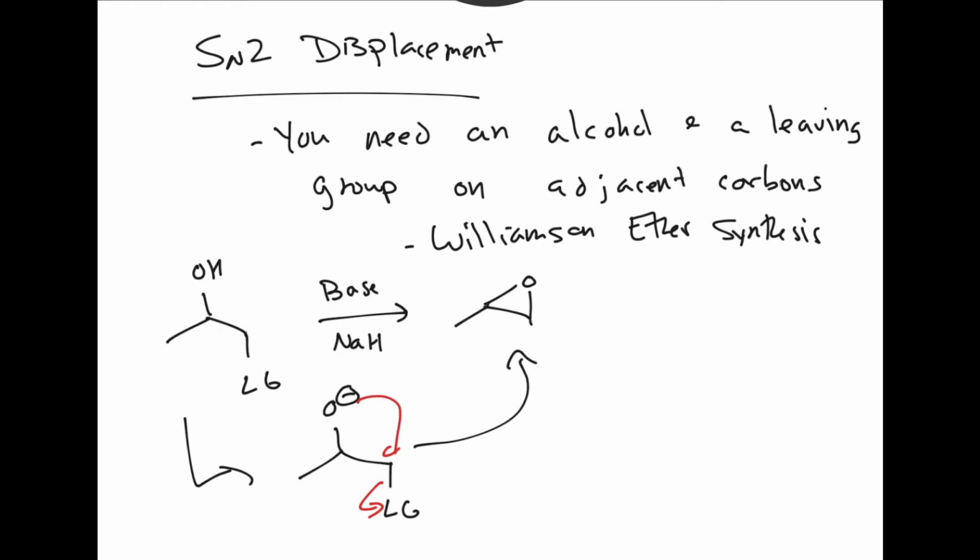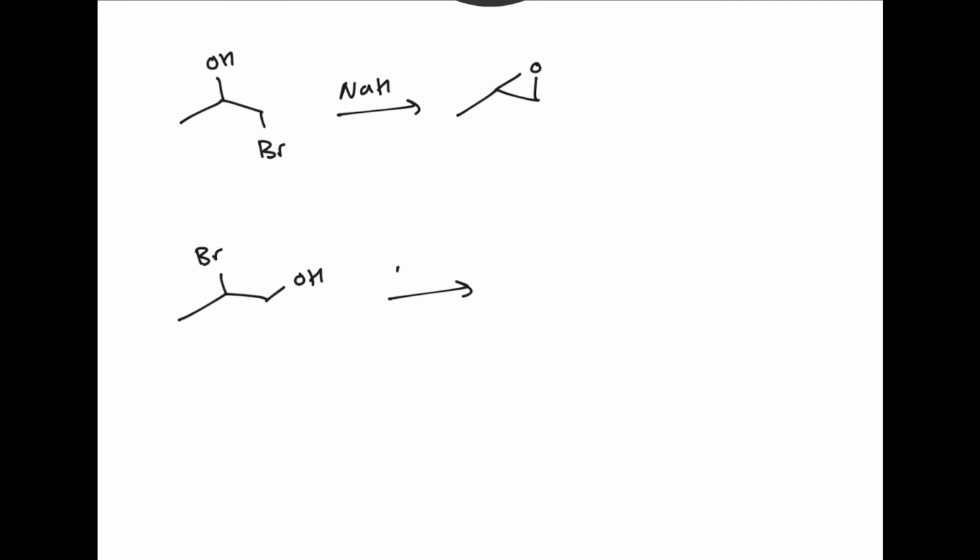Right, so one of our more common leaving groups for this is just a halide. So you can say, hey, I've got a bromide here, add my sodium hydride, I make an epoxide. You can switch that around, right? You could have your oxygen be less substituted and have your halide be more substituted. Still make an epoxide. It doesn't really matter.